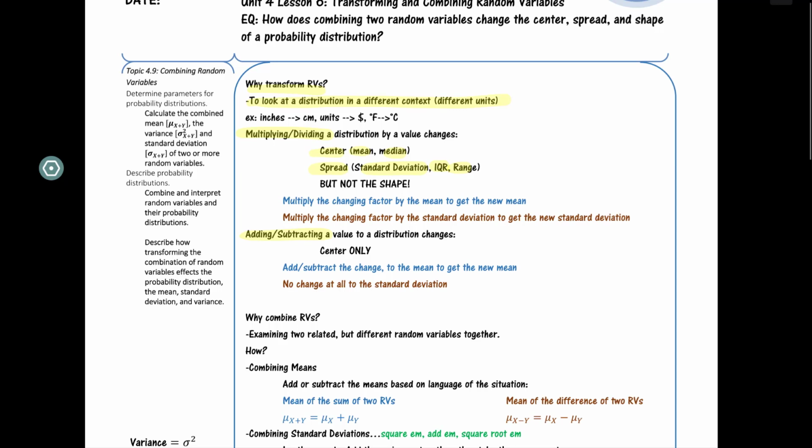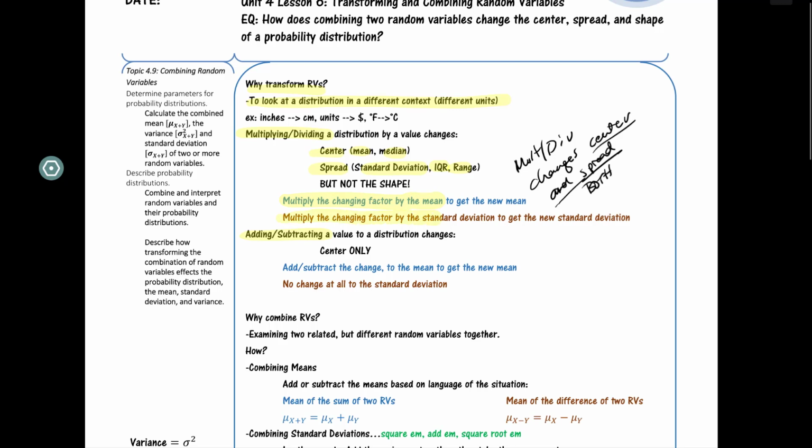Now, here's what we can see with this. Multiplying changes the center and the spread. So we want to make an extra clear note of that. Multiplication or division changes center and spread. Okay? And the way that we work with that is very simple. Whatever that changing factor is, we just multiply that by the mean to get our new mean.